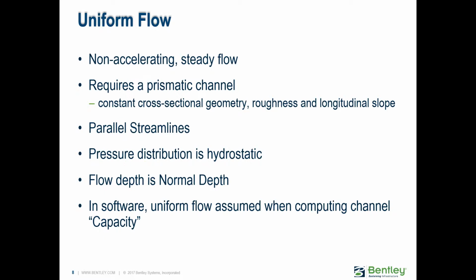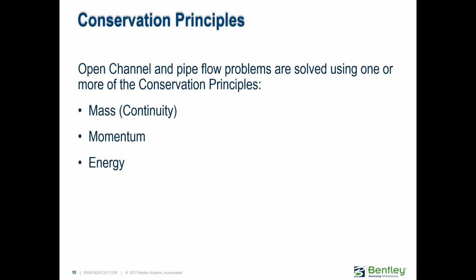So really, these are ideal conditions that don't exist in the real world. However, we do use uniform flow to assume what is the capacity of a pipe. So only when we do channel capacity do we look at uniform flows. Most of the time we're looking at the non-uniform flow. So again, we have things that make the flow change in space.